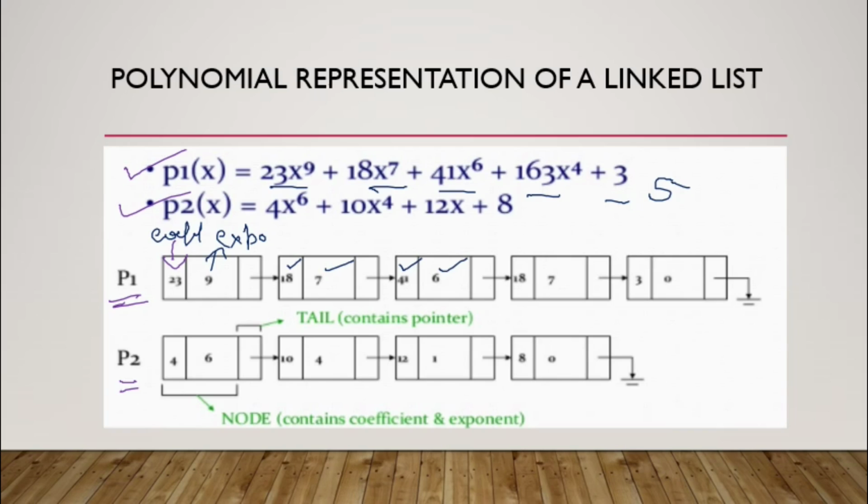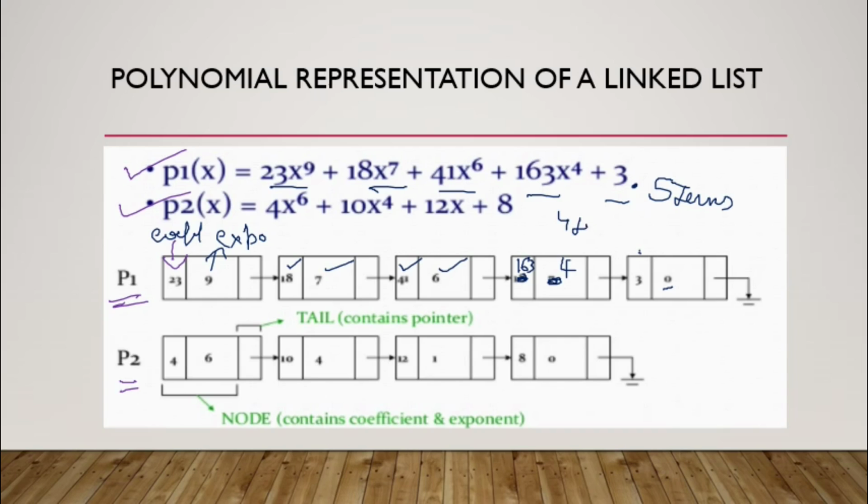Okay, and here we have 163 x to the power 4. So this is not 18 and 7, students. It is 163 and 4. Okay, next one is nothing but 3, because the coefficient is 3 and we don't have any variable terms here, so that is why 0 is the exponent.